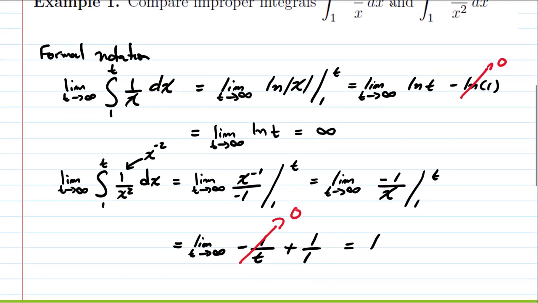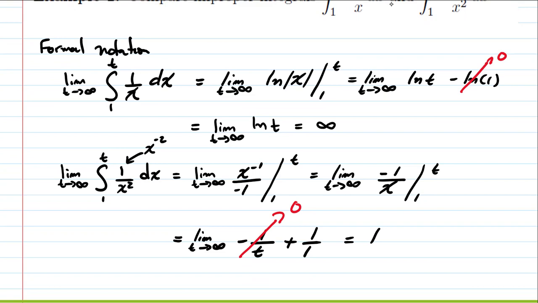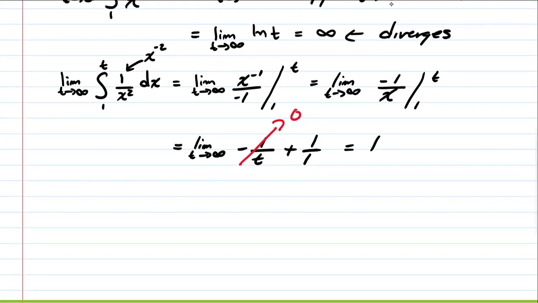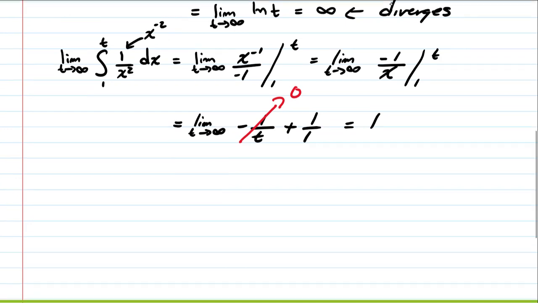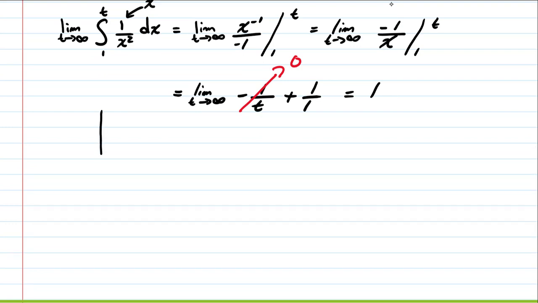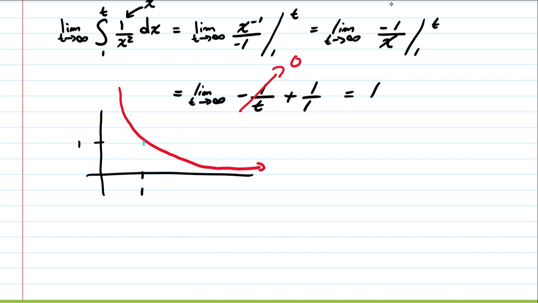So the integral from 1 to infinity of 1 over x dx equals infinity, or it diverges. But the integral of 1 over x squared from 1 to infinity is equal to 1. That's interesting. So what does that tell us about the curve 1 over x squared? So if this is 1 and this is 1, so we have something that looks like this, and we integrated from 1 to infinity. It says that the area underneath that curve between 1 and infinity is equal to what? 1.